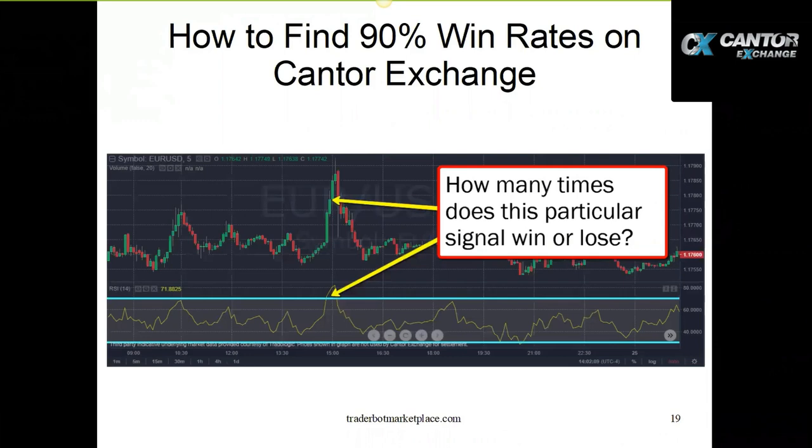And I'm going to be talking about this trade because this is actually a trade that I took a couple of days ago. So if you're looking on here, you can see that the RSI went up above the overbought area right here.